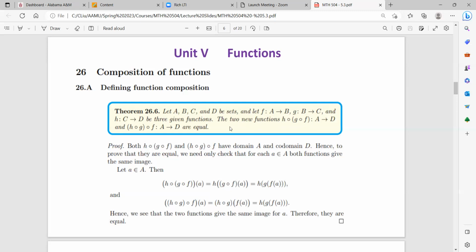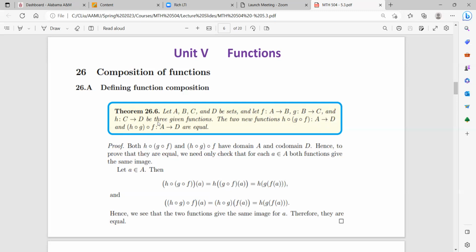And at the end, if we compose H with G compose F, it will be from set A to set D. G compose F will be from A to C, right? Then you can compose that with H in the front, so that'll be C to D. So at the end, the whole thing will be from A to D.